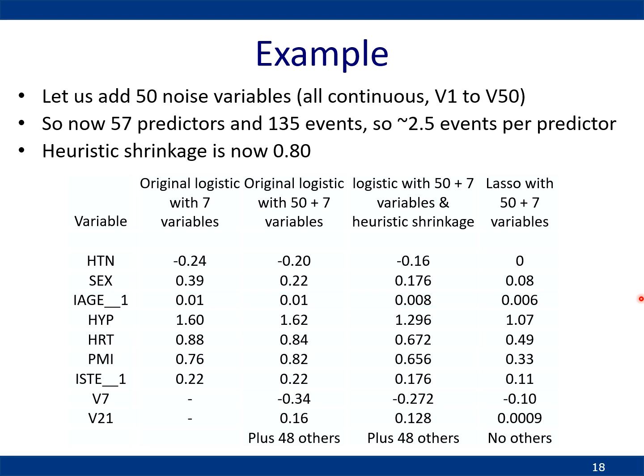However, what are the downsides? Well, one downside is it hasn't got HTN in. It's shrunk that all the way to 0. All the other variables are also heavily discounted. So sex, if we just did the original model, was 0.39, the predictor effect. Now it's shrunk down to 0.08. Similarly, HYP, 1.6, now down to 1.07. 0.22 for ISTE, down to 0.11.